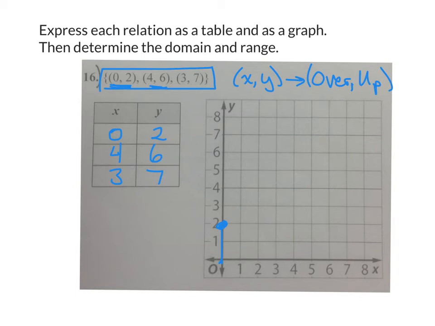In the next ordered pair, it's 4, 6, meaning we start at the origin, and we're going to go over 4 and up 6. That's where we'll put our dot. And the last one is 3, 7. That means go over 3 and up 7. It's right here.